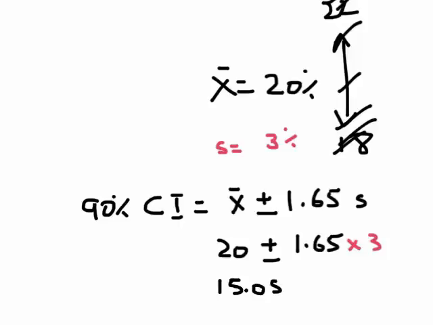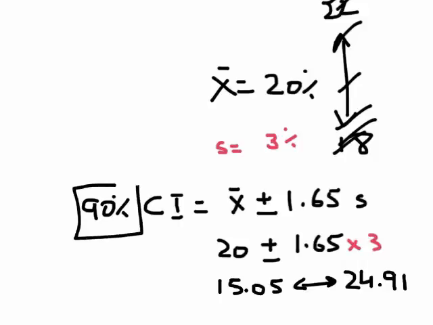So 15.05 to 24.91. Now we can say that we are 90% confident that our return over next year will be within this range. So this interval or range is calculated this way. 24.95. Okay, let's correct this. 24.95.